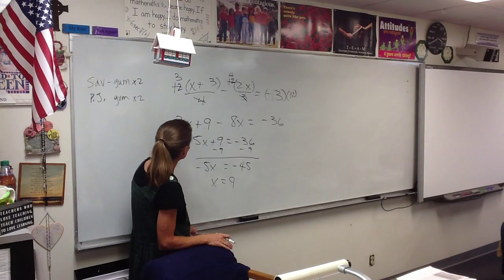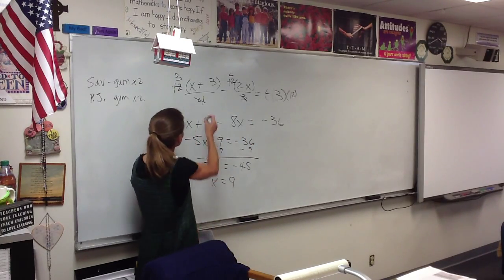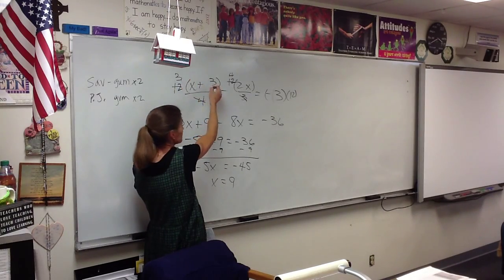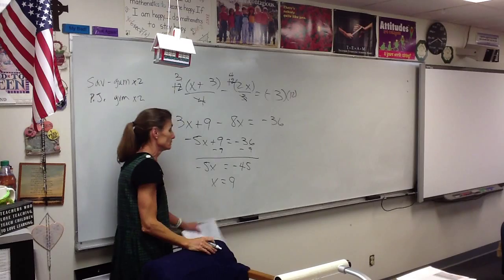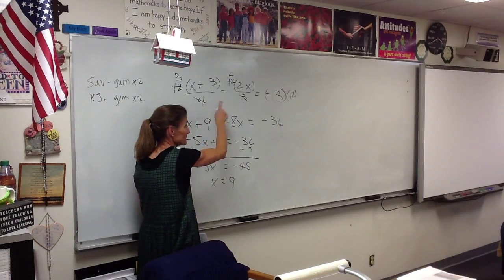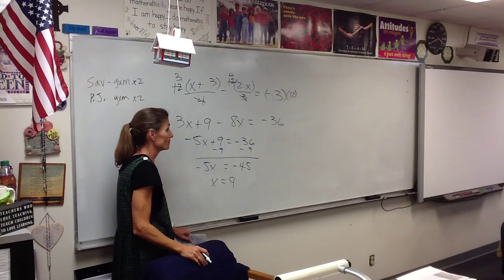You want to, I got the 3x plus 9 again. 4 goes into 12 3 times. Okay. 3 times x, 3 times 3. That becomes a coefficient on the parentheses, so you have to distribute it.